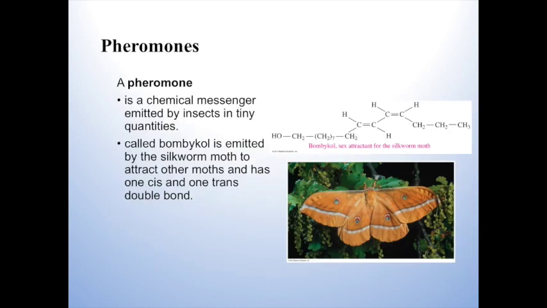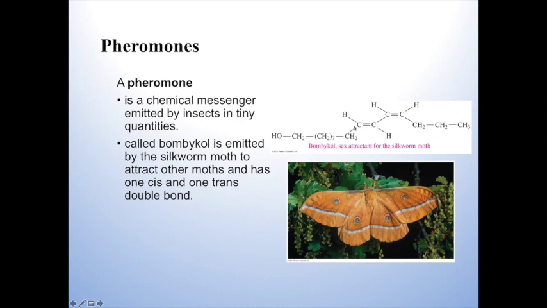Now, pheromones are an example of where the cis-trans isomerization of a molecule can become very important. Pheromones are chemical messengers emitted by insects in tiny quantities. One that's called bombykol is emitted by the silkworm moth to attract other moths and has one cis and one trans double bond. So here we can see this long carbon chain with an OH at the end.